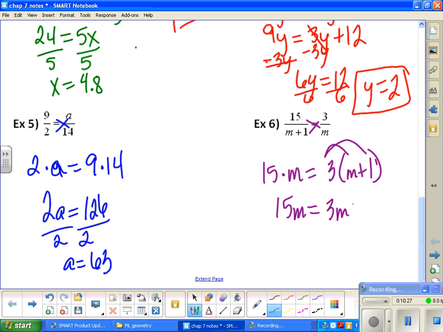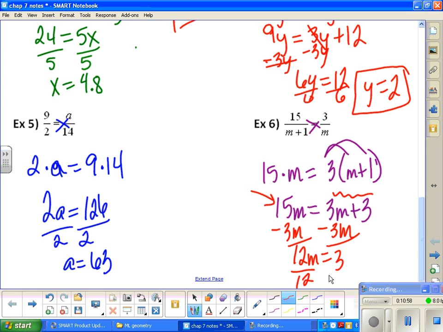And again, I want to combine like terms, so I look at the side that has the 2, and then I need to figure out which one looks like 15m. The 3 looks like 15m, so I'm going to go ahead and subtract 3m from both sides, combining like terms. I end up with 12m equals 3. And the last step will be to divide both sides by 12. So m equals 0.25. It's okay that you have a decimal.